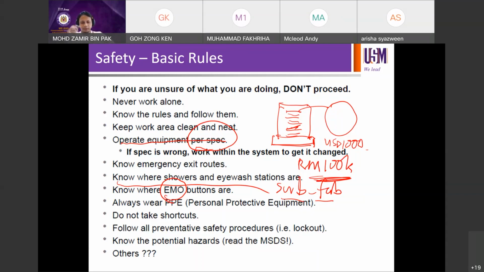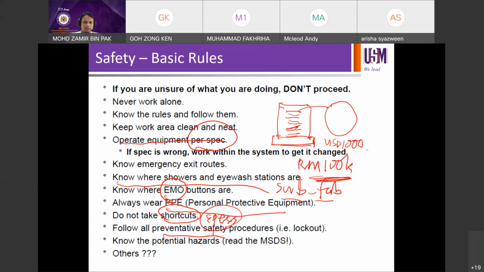So these are basic rules. Very basic, kadang-kadang sampai kita terlepas pandang because it's too basic. Communication is very basic, right? Wear PPE, appropriate PPE, personal protective equipment, bunny suits and whatnot. Do not take shortcuts. Kalau you say boleh buat shortcut, better not, right? You know how to get to do things faster, better not. Follow the spec. So that's why the specs are there. Because mungkin it will lead to some incidents that you've never expected, right? Follow all the preventive safety procedures, lockout, tag out, all the PM safety procedures, follow accordingly.